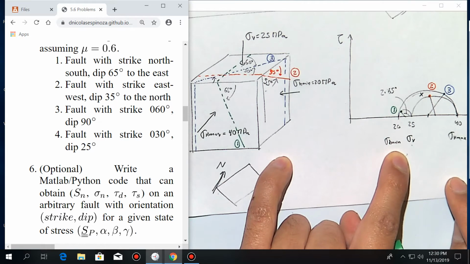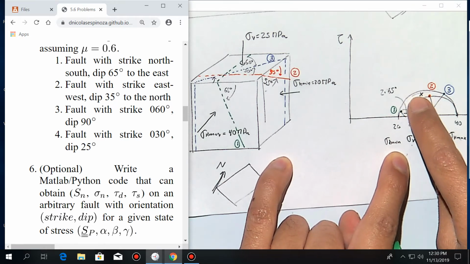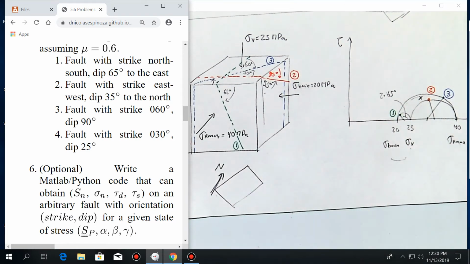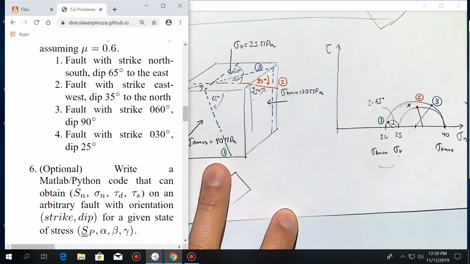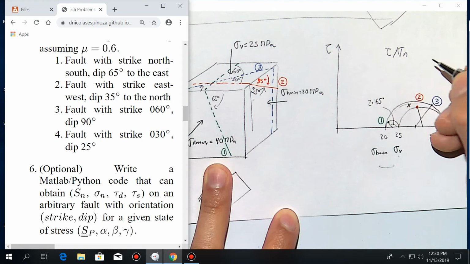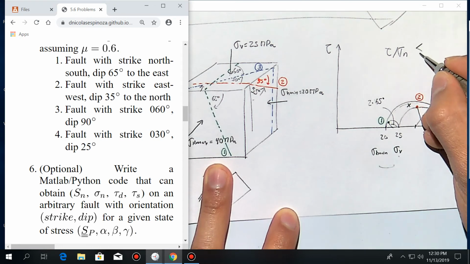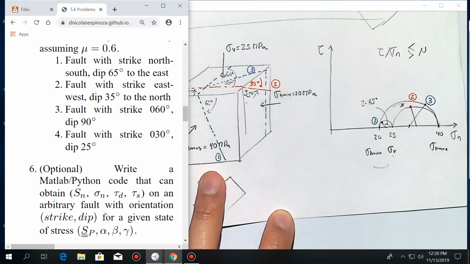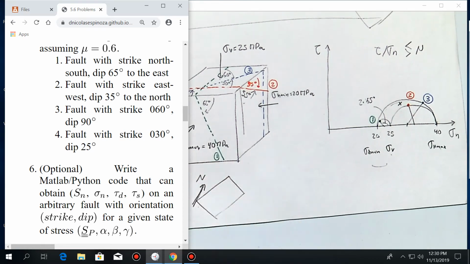reactivation or not. The closer they are to this part of the Mohr circle or to the shear failure line, the closer they are going to be to shear reactivation. So then just to finalize this, if you compute tau divided by sigma n, and if you compare this to the friction coefficient, then you can get to know if that's close or far from failure.